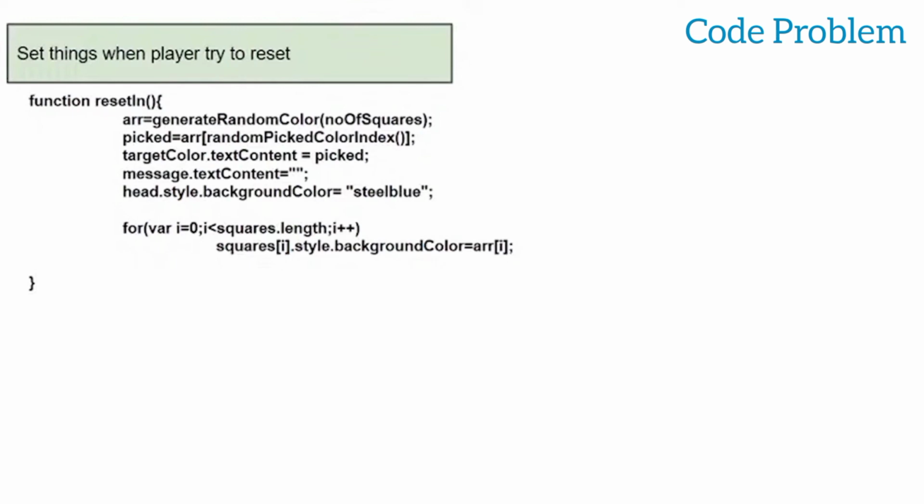I'm picking one of them and storing it in picked, with the help of the random picked index. Then for the message content, I am just removing whatever message was there. We saw earlier we don't have any message, so the message content is empty. I am changing the background color again to steel blue, that is blue color, because at the start when I refresh the game, the header will be blue. And then I'm just setting the colors for all the squares. That's it. So let's see.